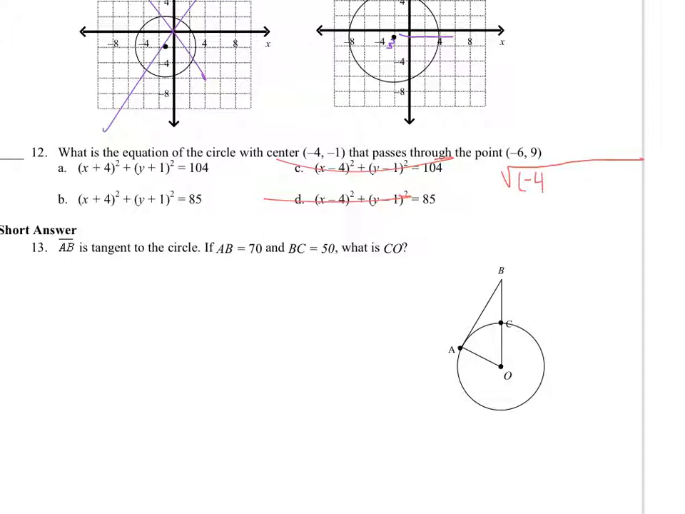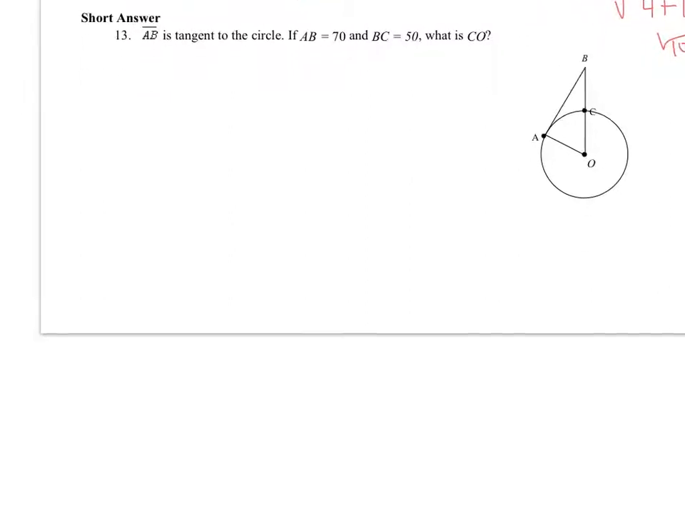So I'm going to use my center minus x squared plus y minus y1 squared. So this will be the square root of negative 4 plus 6 is 2. 2 squared is 4. Negative 1 minus 9 is negative 10. 10 squared is 100. So if I add those together, my radius is square root of 104. But remember, when you do this, radius squared means that's going to be A, because if I square the square root of 104, I get to my answer.